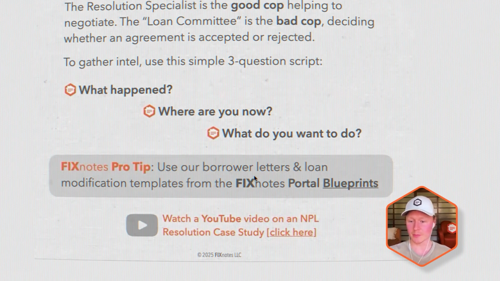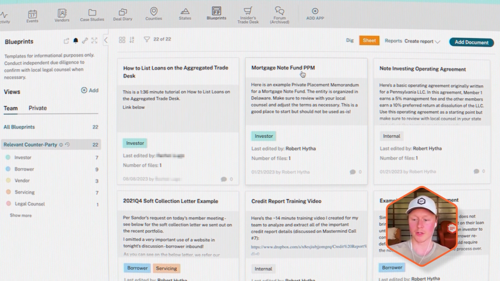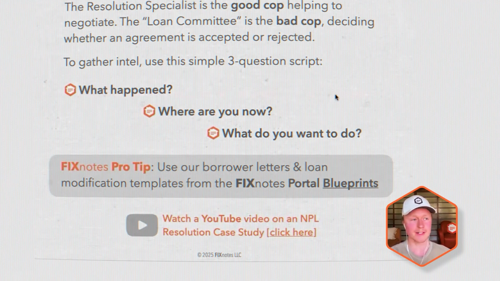So we do have the borrower letters, the loan modification templates, and I'm working on finding a letter about draws on HELOCs being canceled. We put those all in the Podio Blueprints portal. And we got a link here to 2 case studies in that video. One's a loan mod. The other is a payoff. That is all linked here.